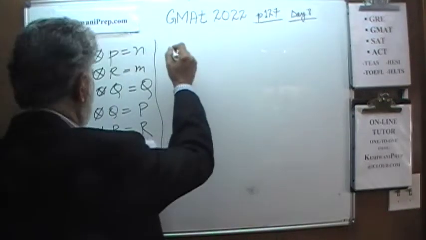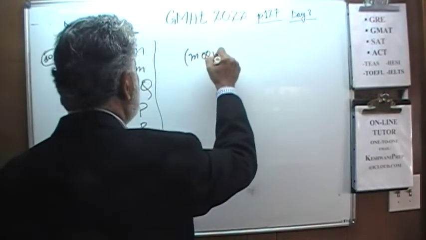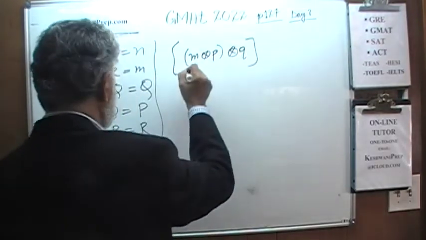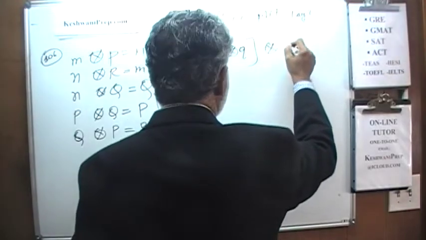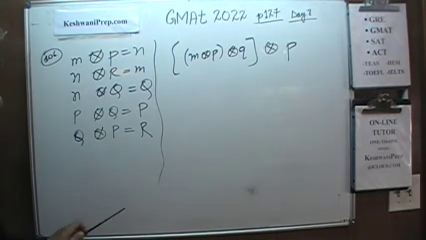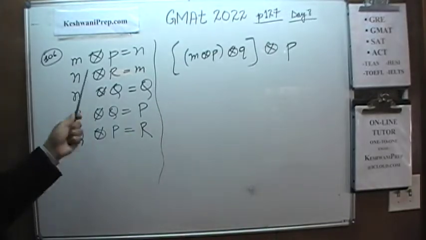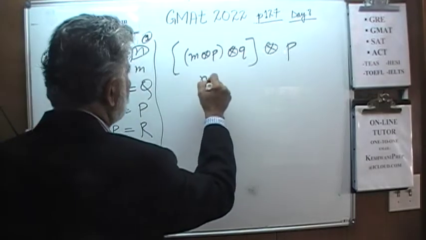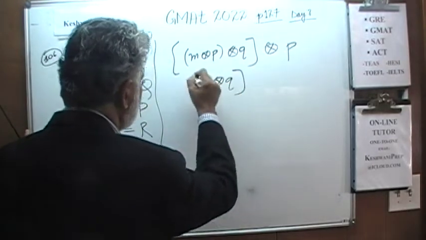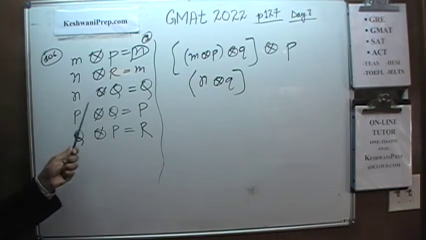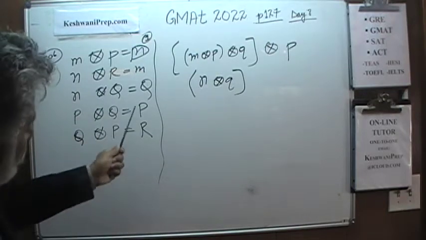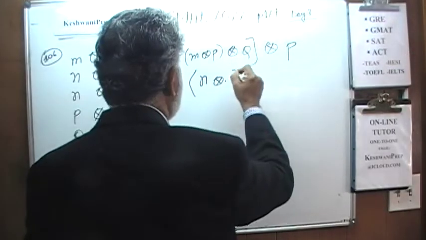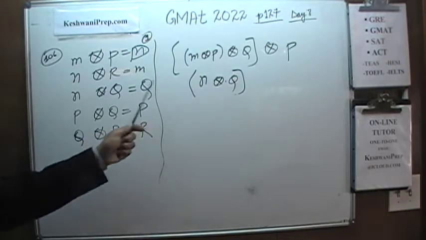We have to find out this quantity: M operation P, operation Q, operation P. As long as we follow our steps, we'll be fine. M operation P is right here, that's the number 1. That's just n. So this becomes n operation Q. I switched from capital Q to small q, that's going to cause confusion. N operation Q is right here, and N operation Q is just Q.